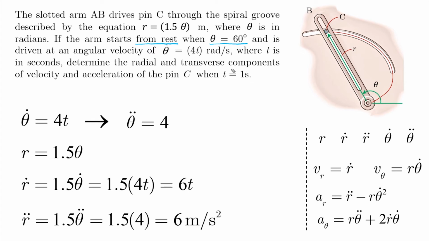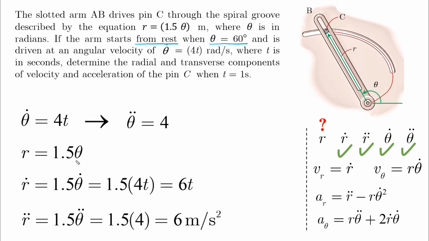So let's see what we've got so far. We found theta double dot, which is a constant, equal to 4. We found also theta dot, which is 4t, so at t equals 1, this also becomes 4. We found r double dot, which is constant. We found also r dot, which is a function of time, so it's equal to 6 times 1. But r is still missing because it's a function of theta, not a function of time.